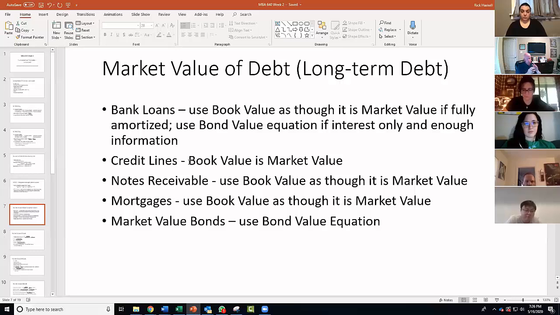Well, there's an equation, and we'll look at the equation in a few minutes. You should remember, you've been exposed to it hopefully at least once or twice in the past. It's the market value of bond equation, and it sets up that difference.